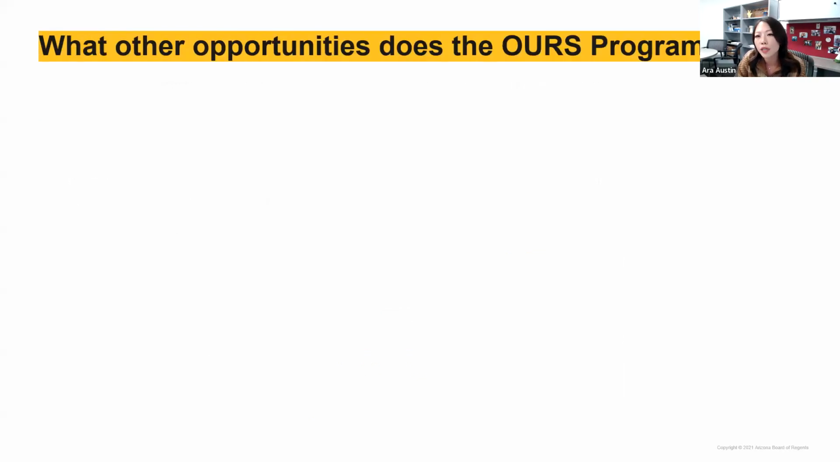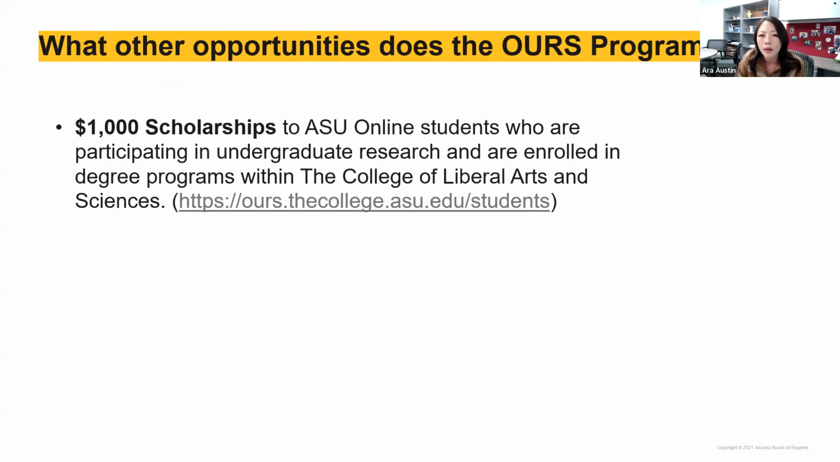And other opportunities that the Hours program offers, and it's a fairly large program, are $1,000 scholarships to ASU Online students who are participating in undergraduate research and are enrolled in the degree programs within the college. We offer these $1,000 scholarships to students every fall, spring and summer, so across the 3 semesters. So apply for that. And again, the information is found in the students page that we were just on when we looked through all the research opportunities.